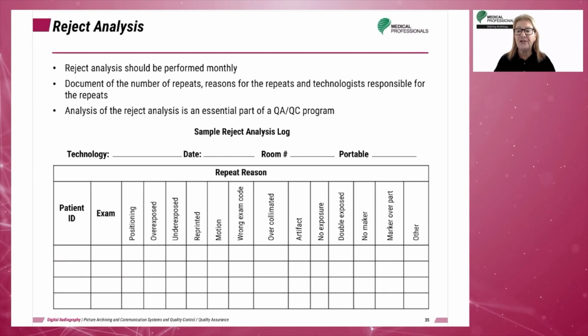Analysis of each radiographer's reject or repeat rate is important in consistently producing high-quality images and reducing exposure for patients. The analysis should be used to correct any deficiencies in staff knowledge or to direct staff training.